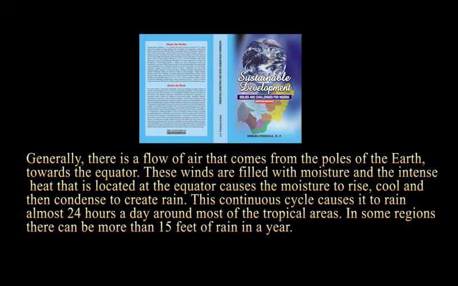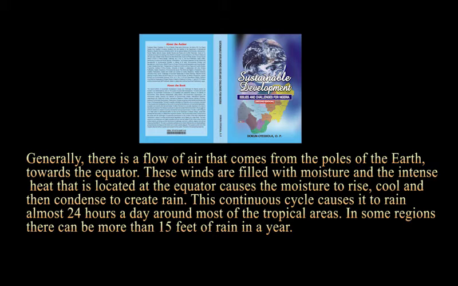biosphere. Generally, there is a flow of air that comes from the poles of the Earth towards the equator. These winds are filled with moisture, and the intense heat that is located at the equator causes the moisture to rise, cool, and then condense to create rain.